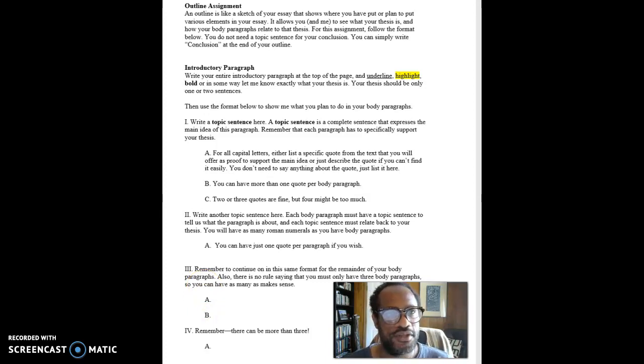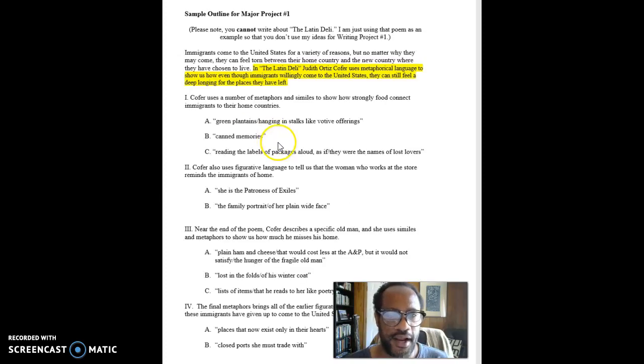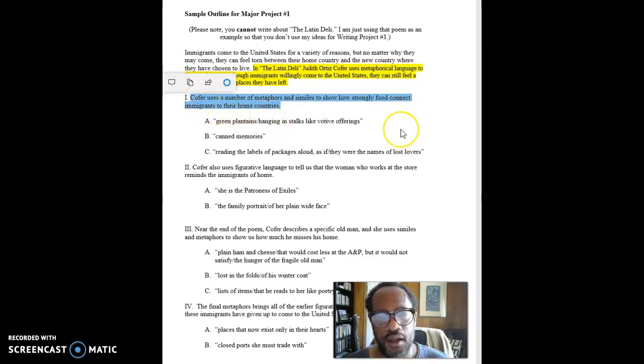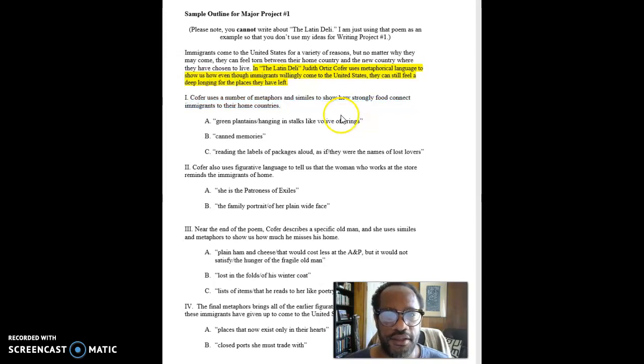Going back to the sample outline that I have here on the Latin deli, I said Cofer uses metaphorical language to show us how even though immigrants willingly come to the United States, they can still feel a deep longing for the place they have left. So let's look at my first topic sentence. Cofer uses a number of metaphors and similes to show how strongly food connects immigrants to their home countries. So I've talked about the idea that they feel a longing for the place that they have left.